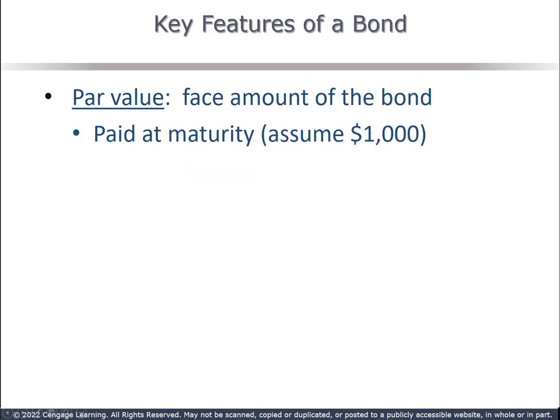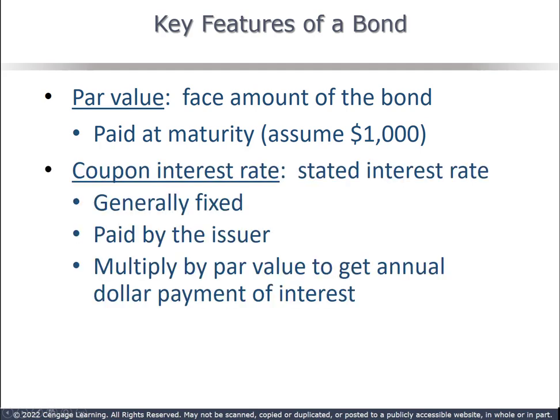Let's look at the key features of a bond. The par value is the face value. It's usually $1,000 for corporate bonds. For plain vanilla bonds, this is the selling price and the amount repaid at maturity.